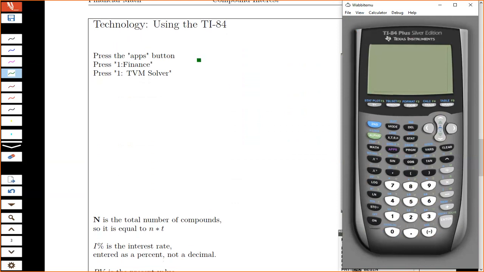So first what you do is you press the apps button. And the first thing on there should be finance. And the first thing on there is this TVM solver. We hit enter. So this is our solver.